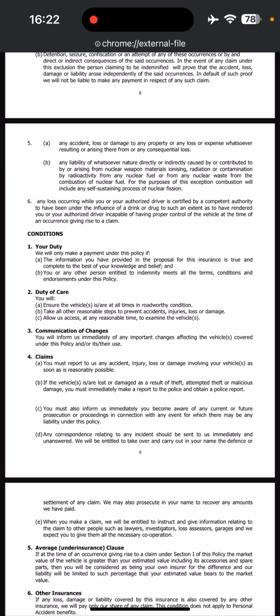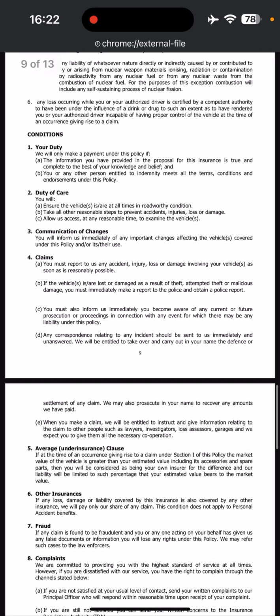So you also have conditions, your duty. You have a duty of care, your communication of changes. In case you have any changes in your motor policy, you're supposed to communicate to your insurance company. You have a duty of care. You will ensure that the vehicle is at all times in roadworthy condition. Take all other reasonable steps to prevent accidents, injuries, loss or damage. Allow the insurance company access at any reasonable time to examine the vehicle and all that. Vitu kama hizo. You see?